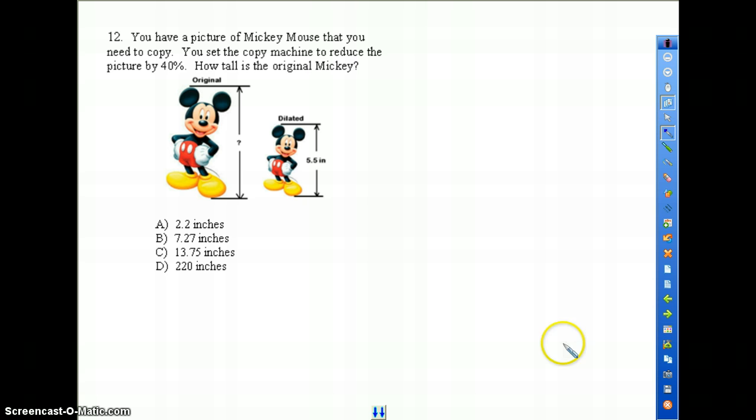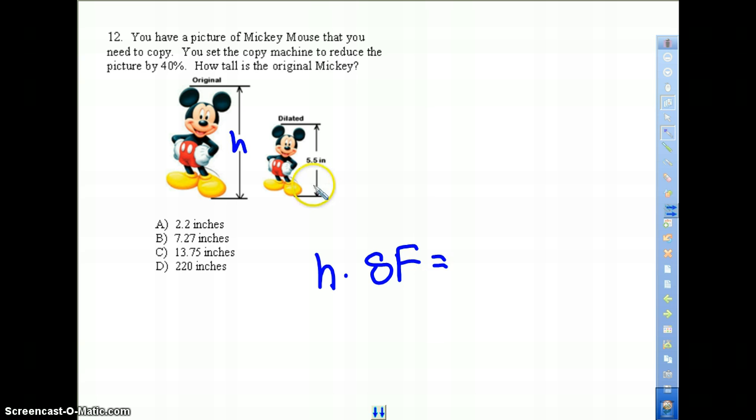Number 12. You have a picture of Mickey Mouse that you need to copy. You set the copy machine to reduce the picture by 40%. How tall is the original Mickey? Okay, here's the original Mickey. If I take the original Mickey, his height, let's call it h, his height multiplied by the scale factor equals the new height. And the new height, the dilated height, is 5.5.